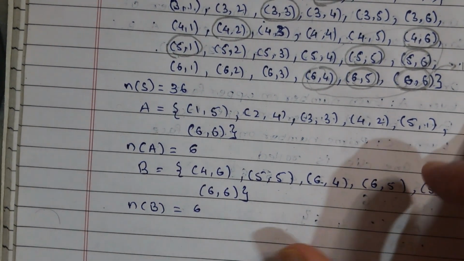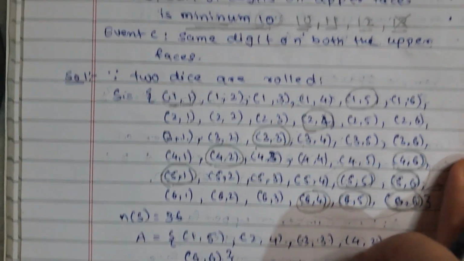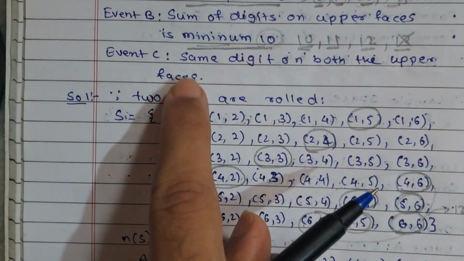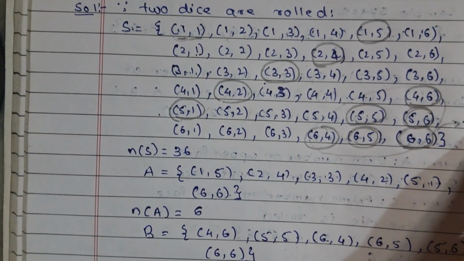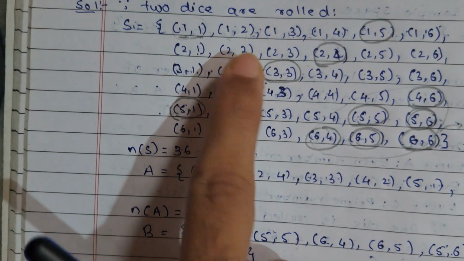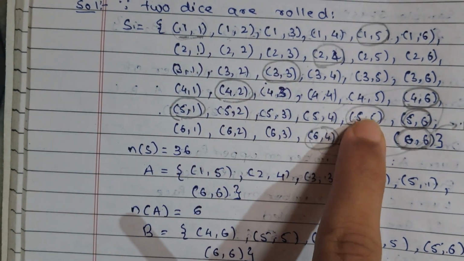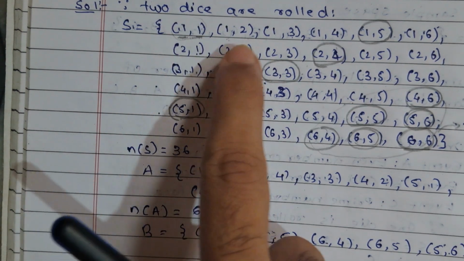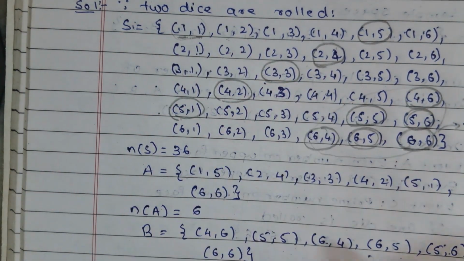Okay, and let me move on to the very last event over here, event C. It says same digit on both upper faces. Same digit on both upper faces means what? Isn't it these values 1 comma 1, 2 comma 2, 3 comma 3, 4 comma 4, 5 comma 5 and 6 comma 6? These are the pairs having the same values on both the upper faces, isn't it?